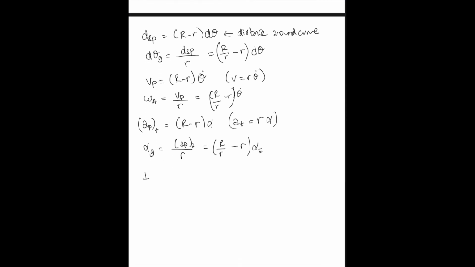Okay, now that we've got all of our values, oh yeah, no, we also need to find IG. I haven't found that yet. So IG is just going to be equal to mg multiplied by the radius of gyration squared, and IO is going to be equal to the mass of E, the spider, multiplied by the radius of gyration of the spider squared.